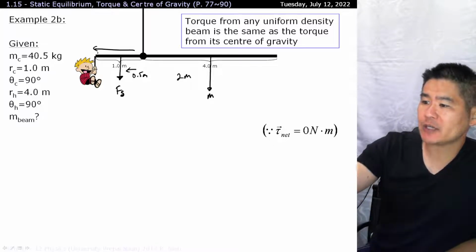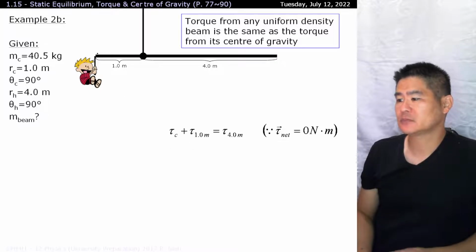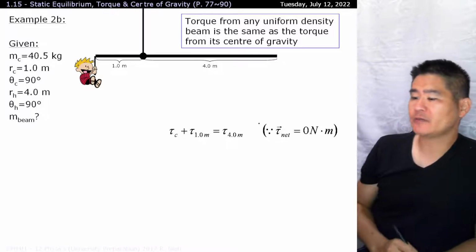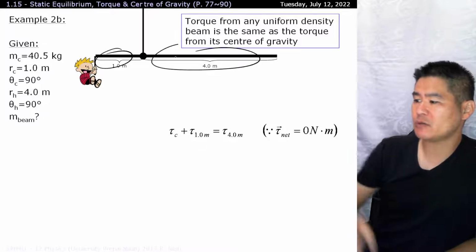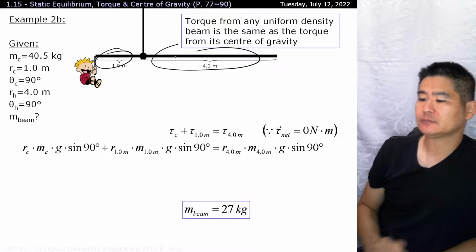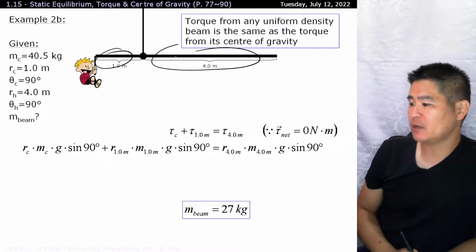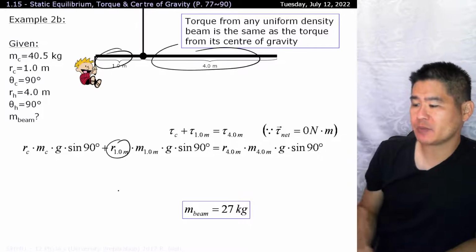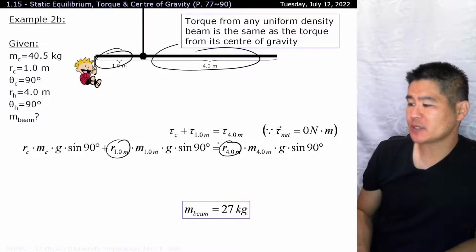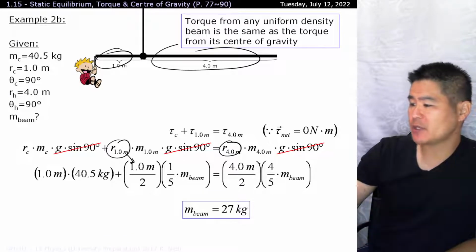And don't forget about Calvin as well. Calvin should be part of the equation. The torque of Calvin plus the torque generated by the left beam must be equal to the torque generated by the right beam. As for Calvin's properties, we all have that. One thing that you need to do is that the radius must be divided by 2. So this radius must be 0.5, and this radius must be 2 meters. So 1 meter divided by 2, and 4 meters divided by 2.